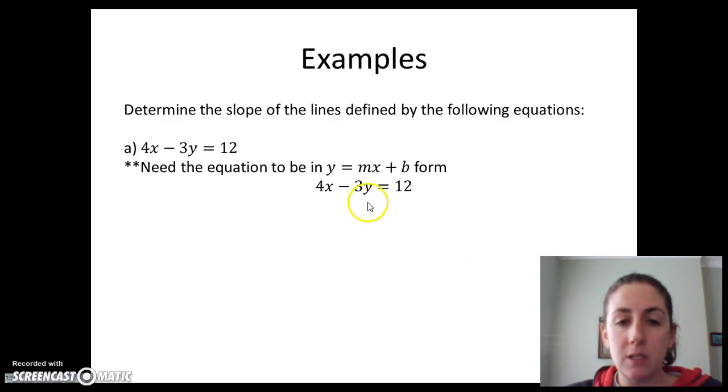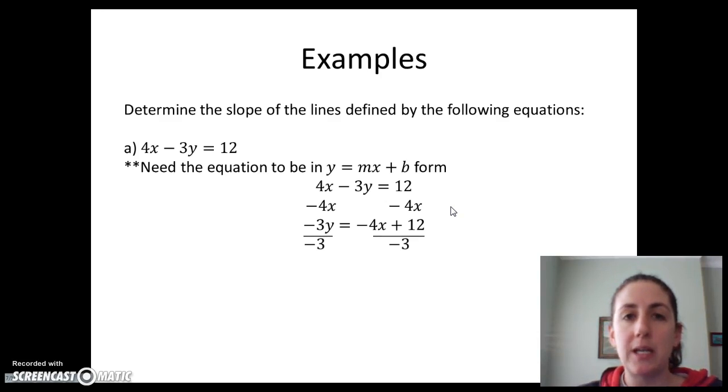So the first thing we need to do is get rid of the 4x. We're going to solve for y and get y by itself. So we'll subtract 4x from both sides. 12 and 4x are not like terms, so we keep them separate. But we still don't have y by itself, so we need to get rid of that -3. So we'll divide both sides by -3.